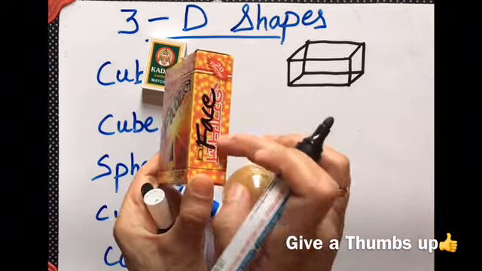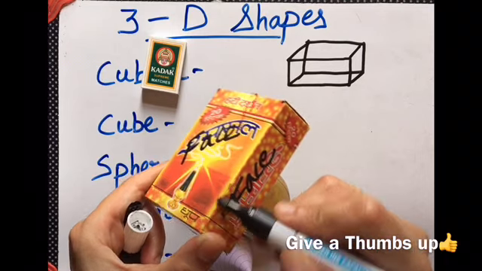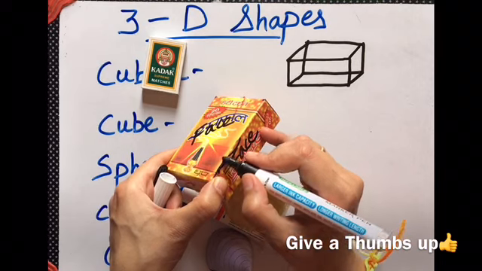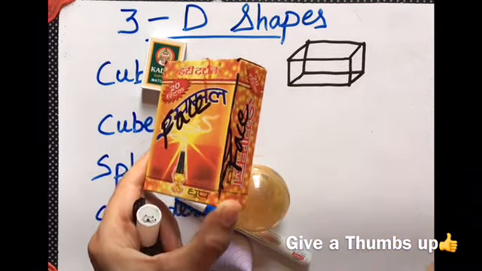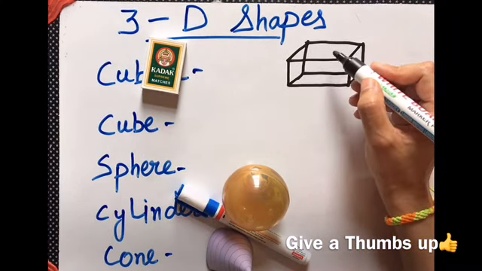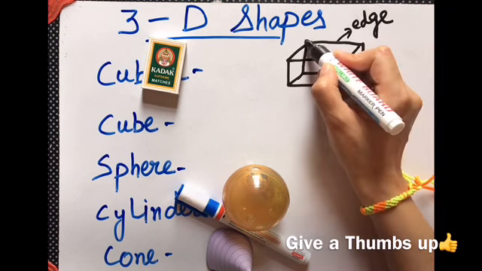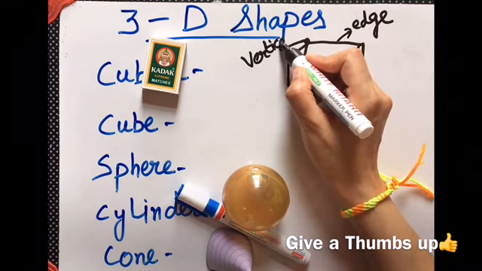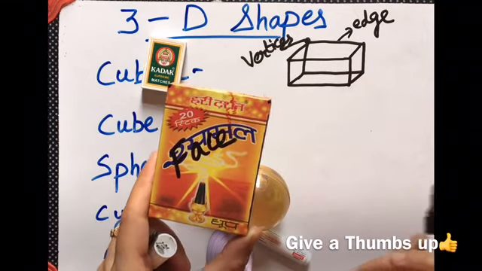Fine. Now one face is this, one face is this. These faces are joining through this line. This is a line, you can see if I mark it. This is the line which is joining the two faces. This line is called an edge. So if you mark here, this is an edge, and these are vertices. Fine. So this is an edge, these are the faces and these are the vertices.